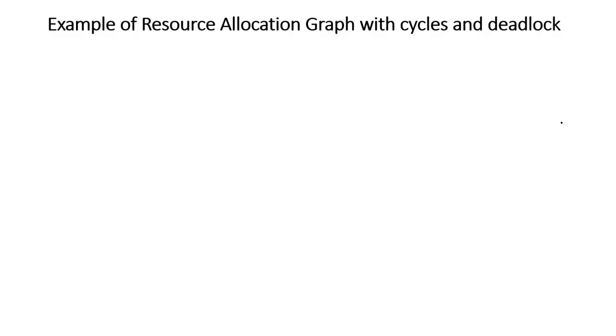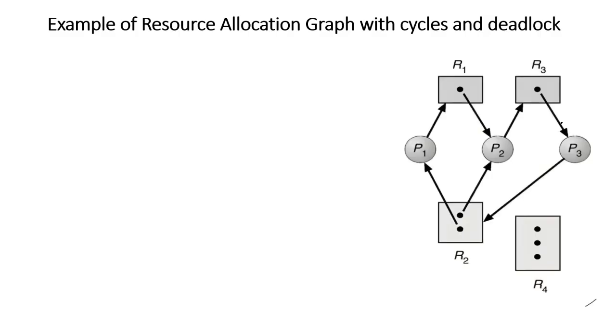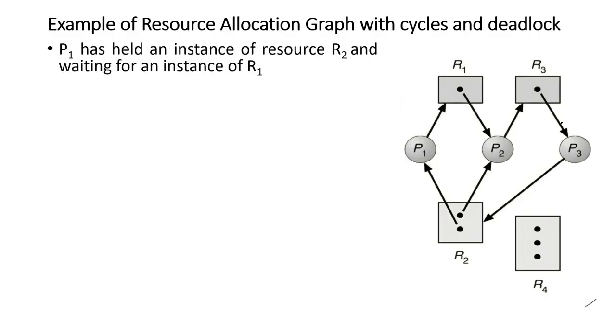Then another example of resource allocation graph with cycles and deadlock. So this is the resource allocation graph. We are having three processes P1, P2 and P3 and resources R1, R2, R3 and R4 with different instances. Here we can say P1 has held an instance of resource R2 and is waiting for an instance of resource R1, that is hold and wait condition.